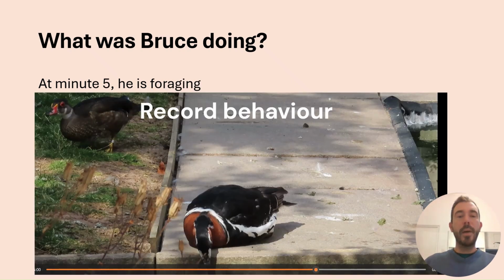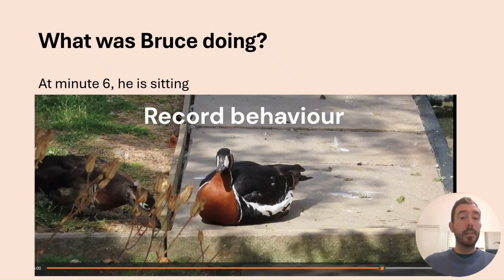We have a change in behaviour at minute 5. Bruce has sat down and he's pecking the ground. So remember our definition of foraging. He can be standing or sitting, but he must be interacting with the substrate around him. So at minute 5, Bruce was foraging, as you can see from the screenshot.